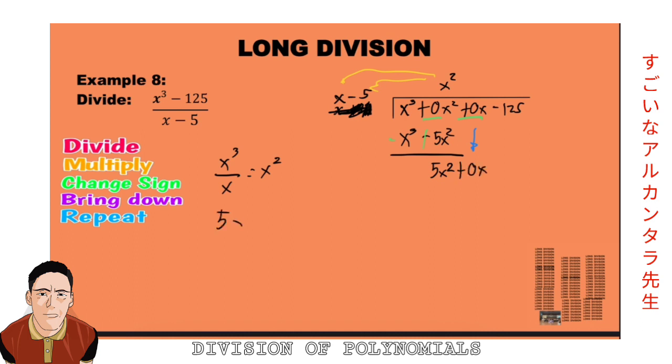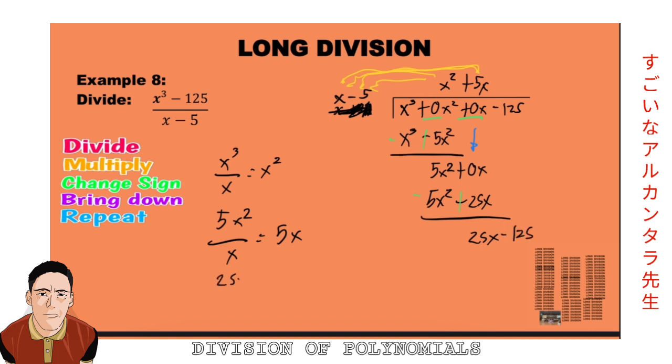Repeat the process. 5x squared divided by x, you get yourself a plus 5x. What we do here again is we distribute 5x times x, 5x squared. The next, what's 5x times negative 5? You get yourself a negative 25x. We change their signs, and we will be given 25x minus 125.